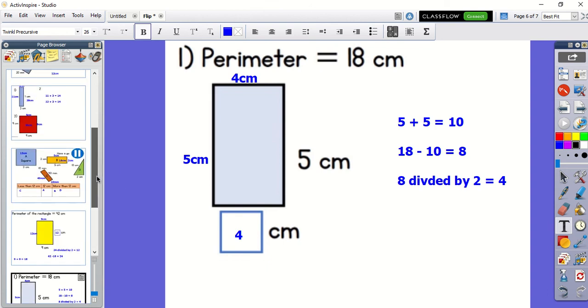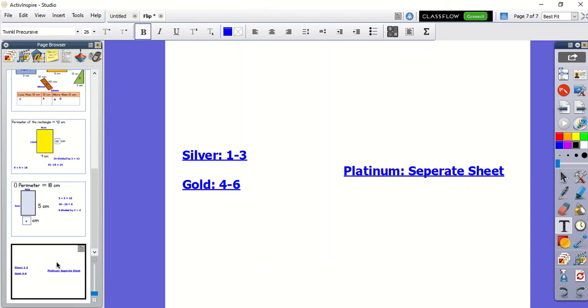So, today, your silver is questions 1 to 3, your gold is questions 4 to 6, and platinum as always is on a separate sheet.